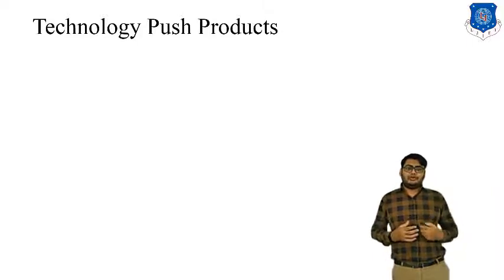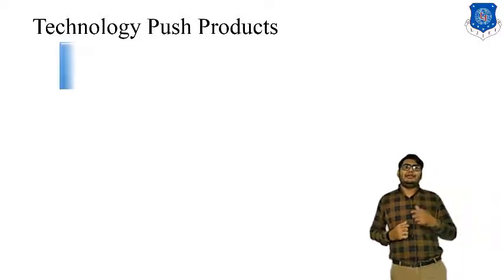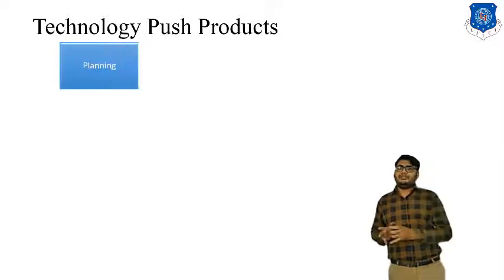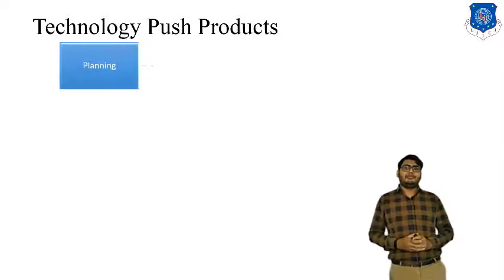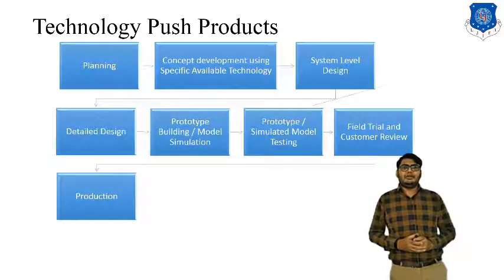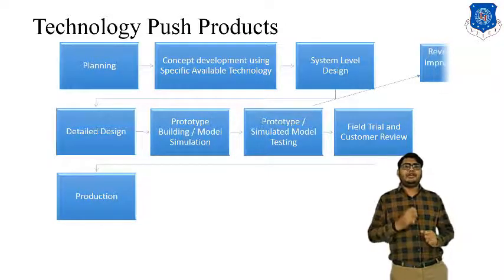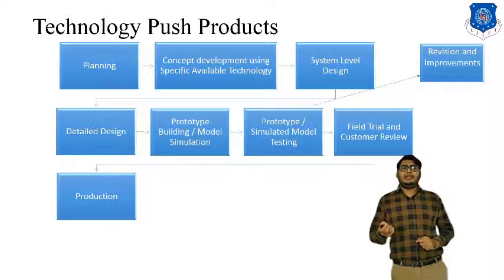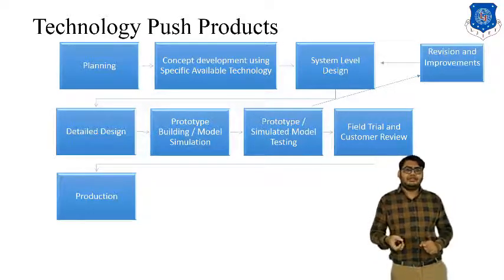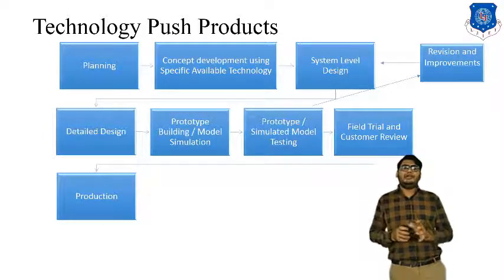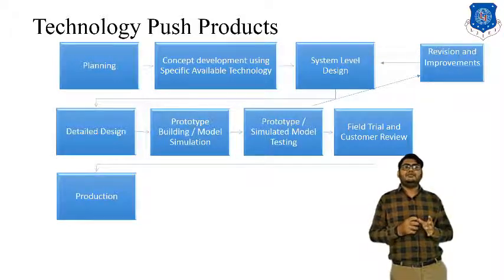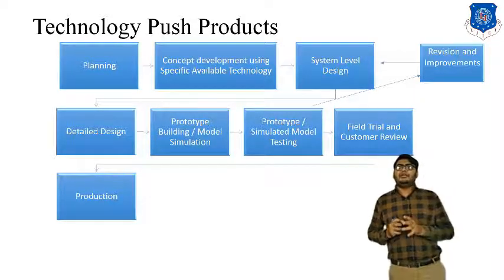So you have to make sure that your product is accepted by the customer. And this can be ensured by adding an extra step in the product development process. What is that extra step? That extra step is field trials. So after planning and concept development, system level design, detailed design, and testing, all this will be the same. But after that, we are adding another step, which is field trial and customer review.